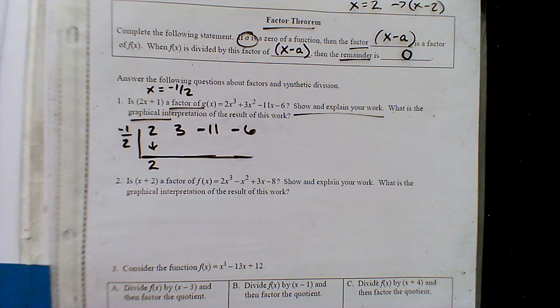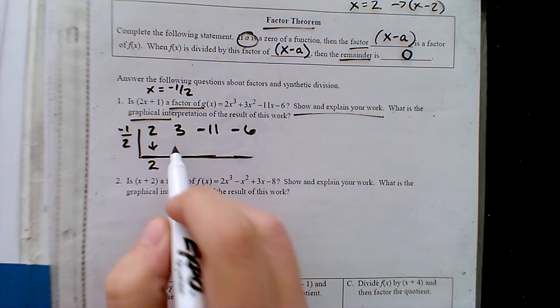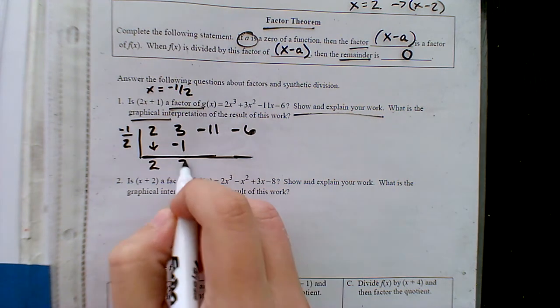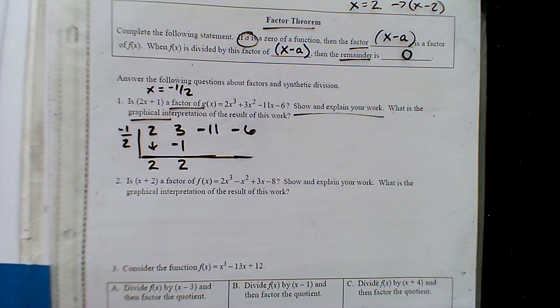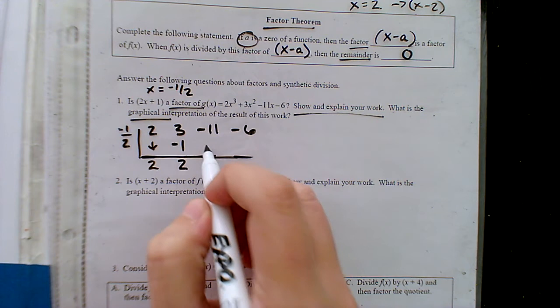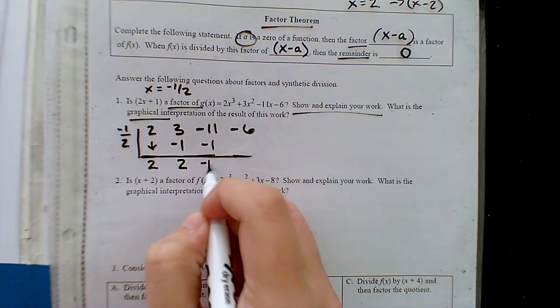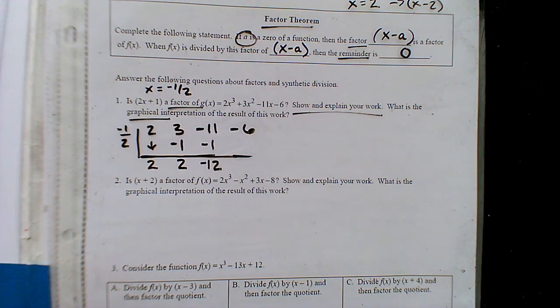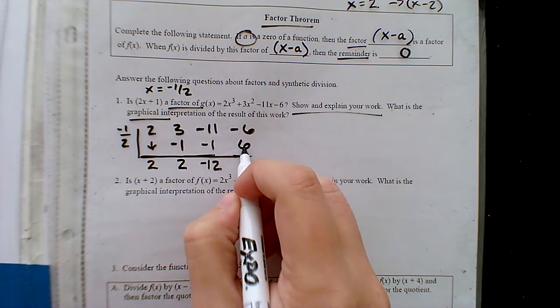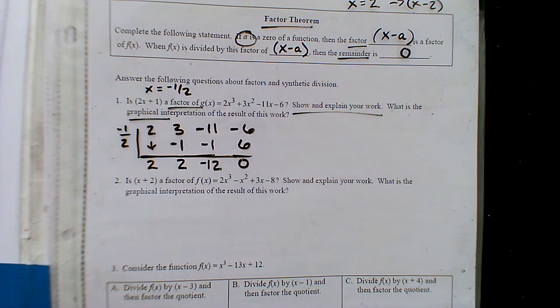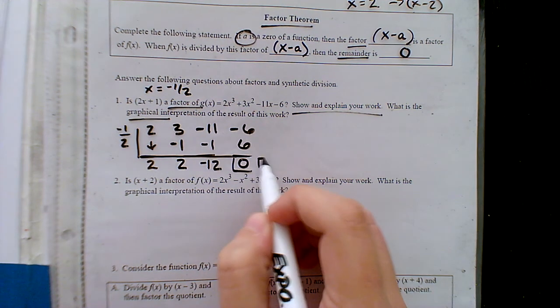All right, drop the first number, times negative 1/2 would be negative 1. Add to 3, we get 2. Multiply negative 1/2 again, we'll get negative 1. Add to negative 11, we'll get negative 12. Multiply by negative 1/2, we get 6. Add to negative 6, we get 0. Is 2x plus 1 a factor? Yes, the remainder is 0.